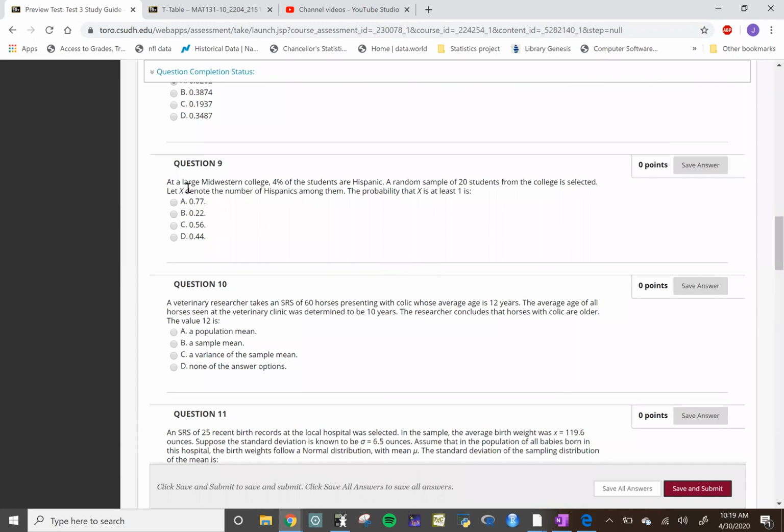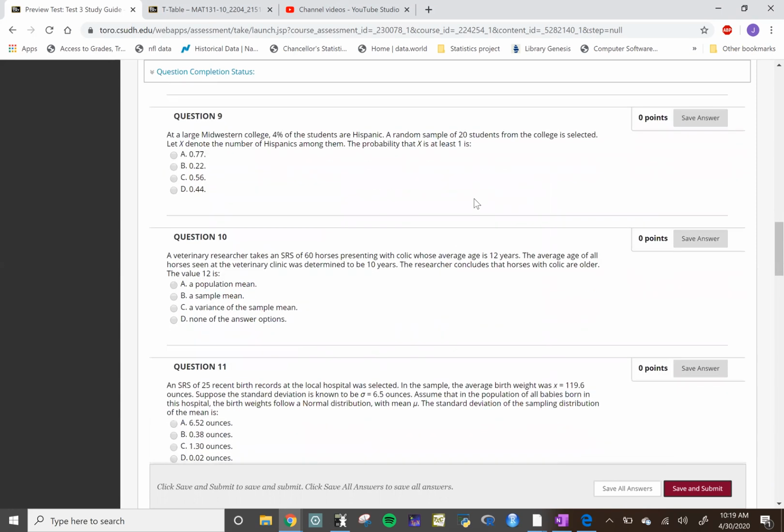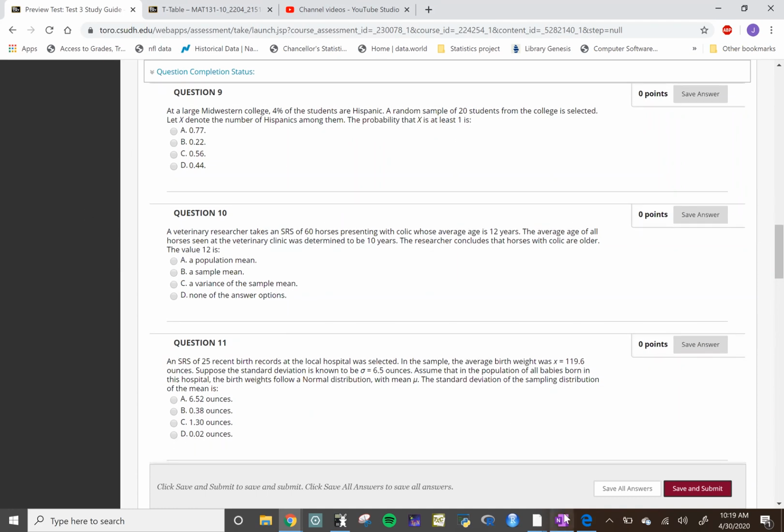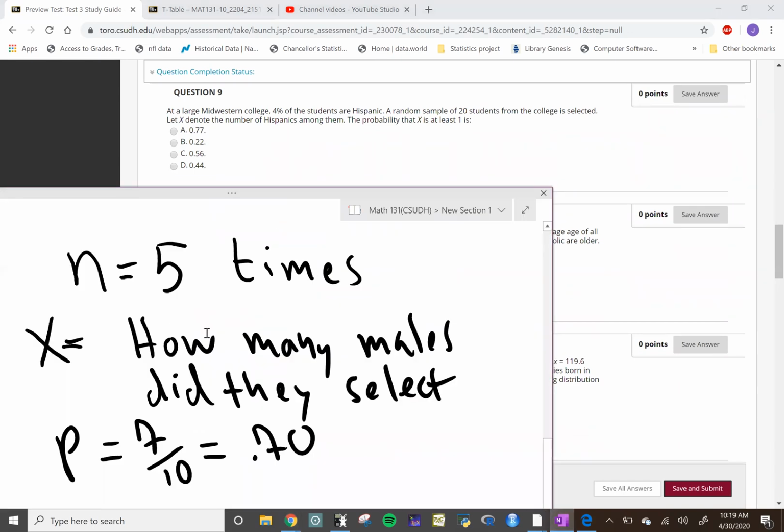For this one, it says at a large Midwestern college, 4% of the students are Hispanic. A random sample of 20 students from the college is selected. Let X denote the number of Hispanic students among them. The probability that X is at least 1 is, and so on. All right, so let's go to OneNote.